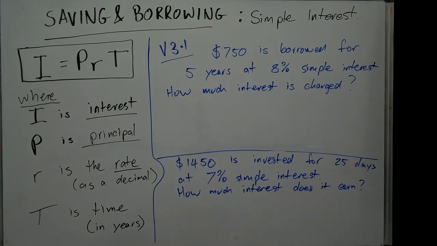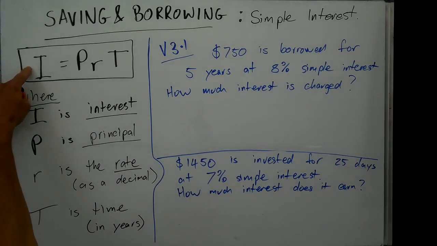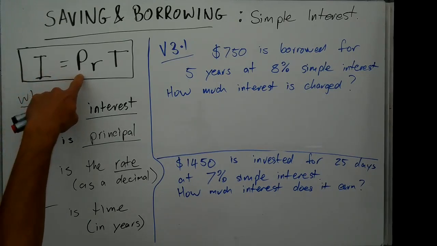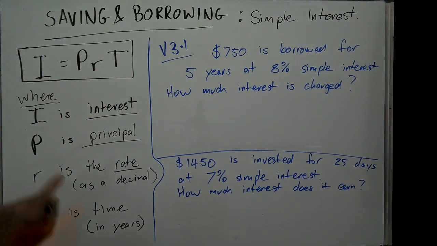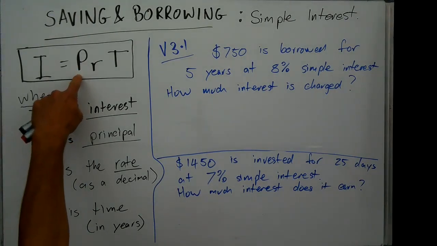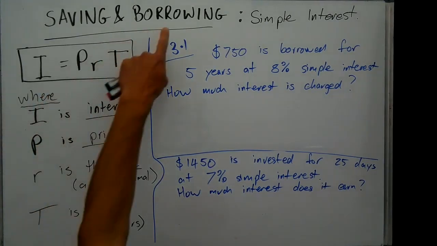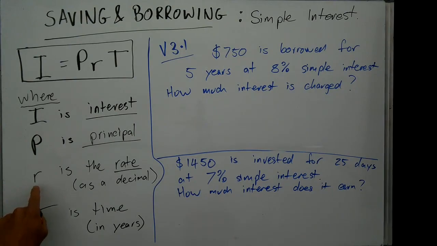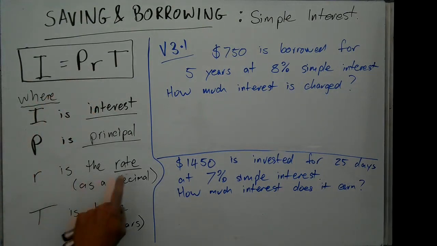Okay, welcome back. In this video, we're going to be looking at saving and borrowing, but specifically simple interest. This is essentially the formula for simple interest. We've got the interest, I = PRT, where I is the interest, P is the principal, so that's essentially the amount of money that's either borrowed or invested. Now I've got lowercase r here, is the rate, the percentage rate, as a decimal.